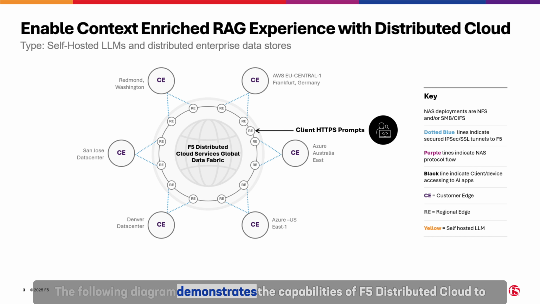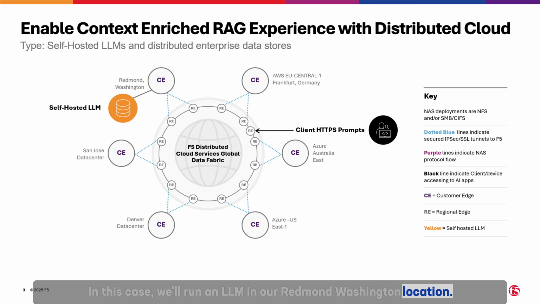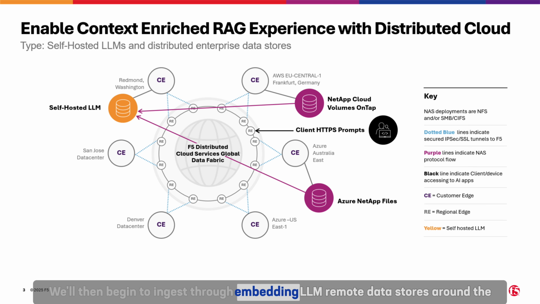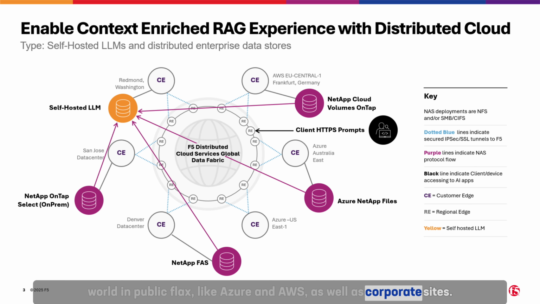The following diagram demonstrates the capabilities of F5 Distributed Cloud to infuse flexibility into context-enriched RAG. In this case, we'll run an LLM in our Redmond, Washington location. We'll then begin to ingest, through embedding LLM, remote data stores around the world in public clouds like Azure and AWS, as well as corporate sites. In our example, we'll ingest data from an appliance of NetApp in a San Jose office.